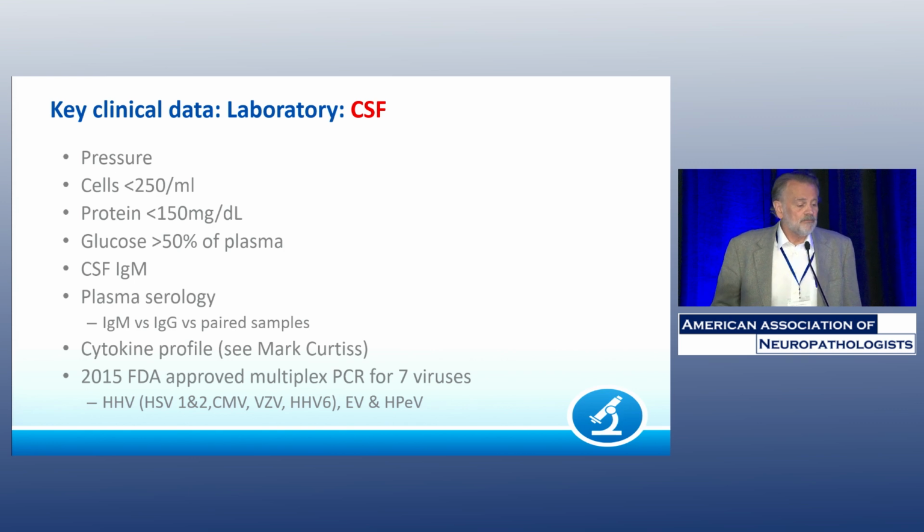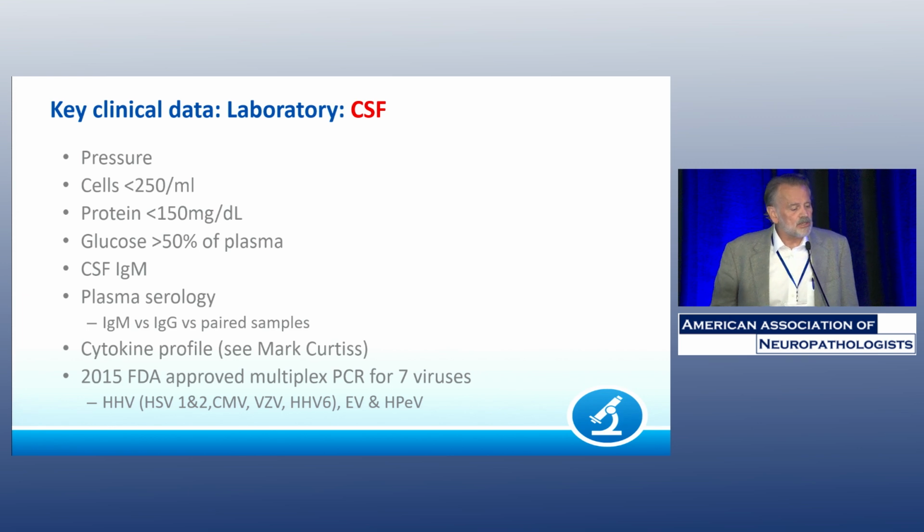Now, there's been a fair amount of interest in looking at cytokine profiles as another way of identifying both viruses versus non-viruses, but also individual viruses. Dr. Mark Curtis has made some presentations at the AANP in previous meetings about this, and it's an area where there's a lot of development, and it may suggest that the immune system can help focus us on a particular infectious agent.